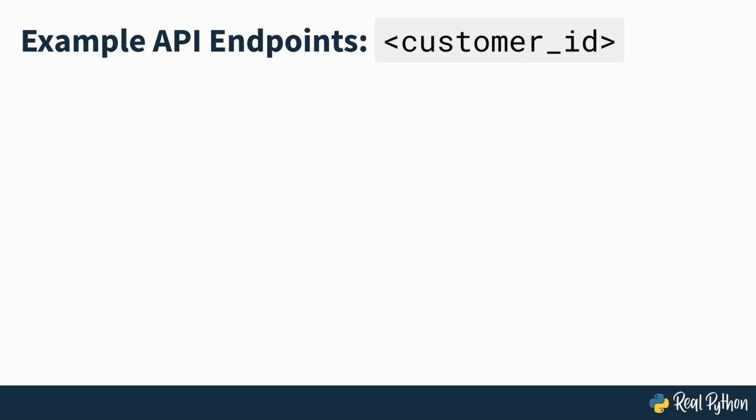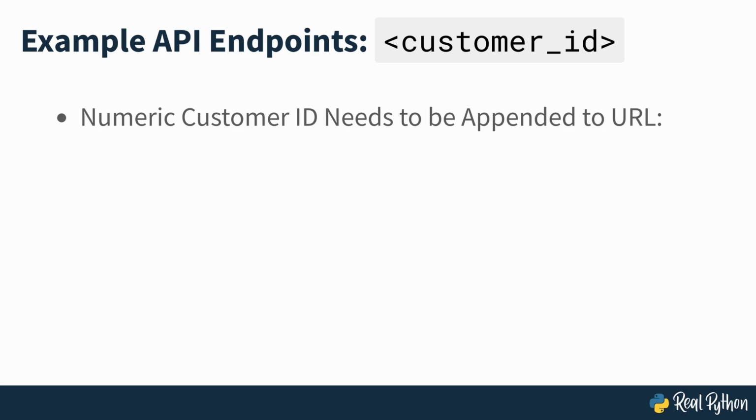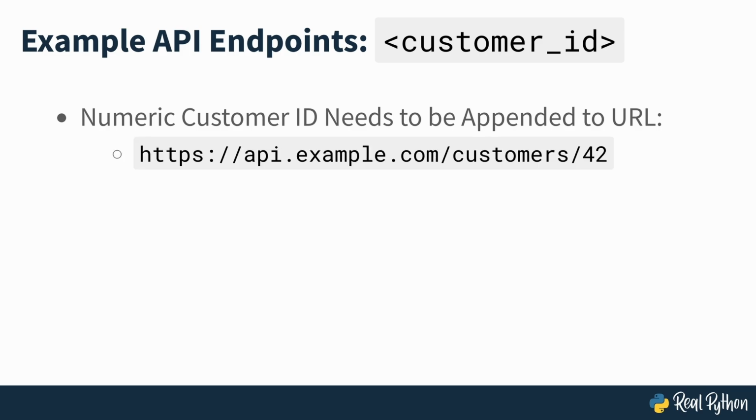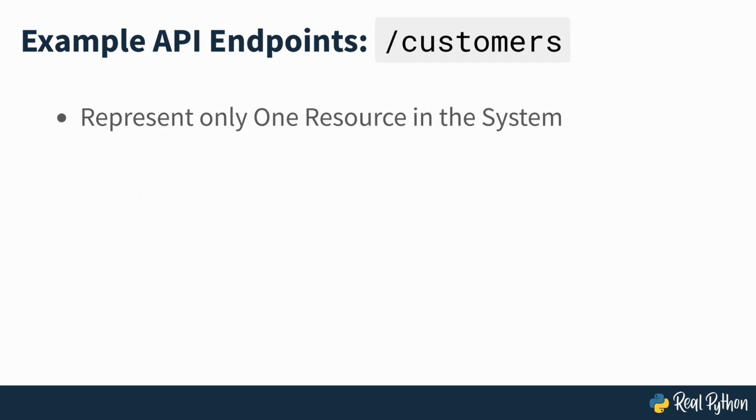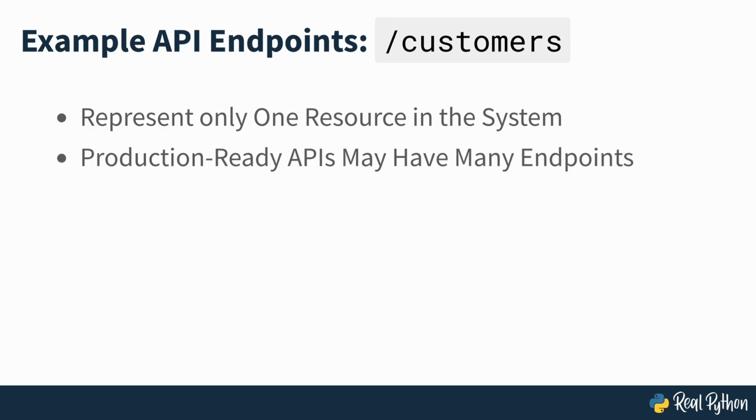You'll note that some endpoints have customer ID at the end. This notation means you need to append a numeric customer ID to the URL to tell the REST API which customer you'd like to work with. The endpoints listed in the table represent only one resource in the system. Production-ready REST APIs often have tens or even hundreds of different endpoints to manage the resources in the web service.